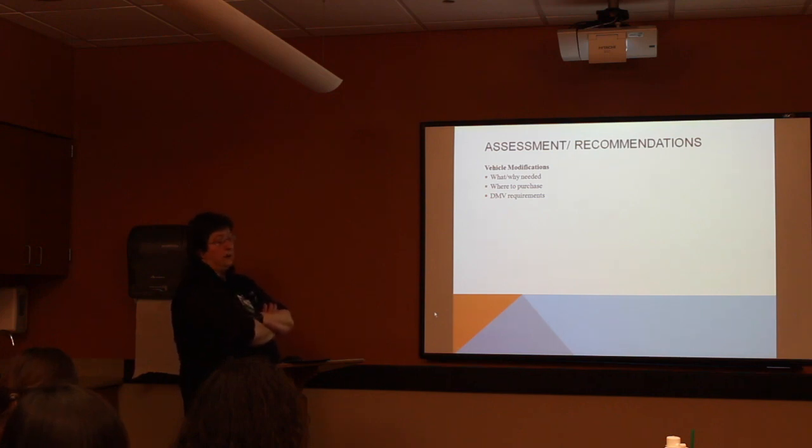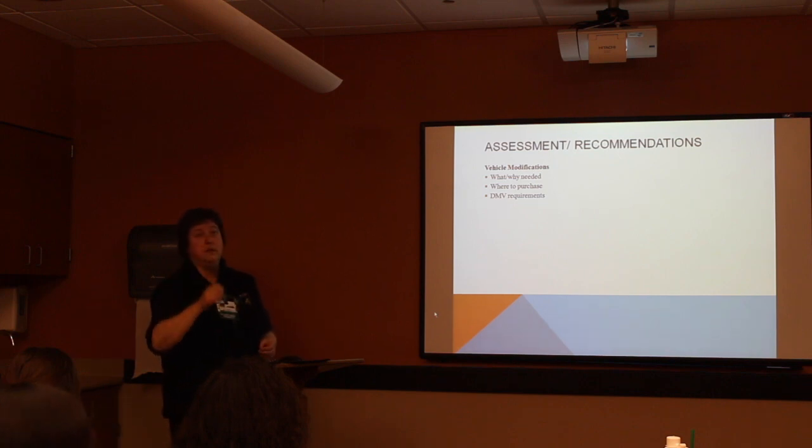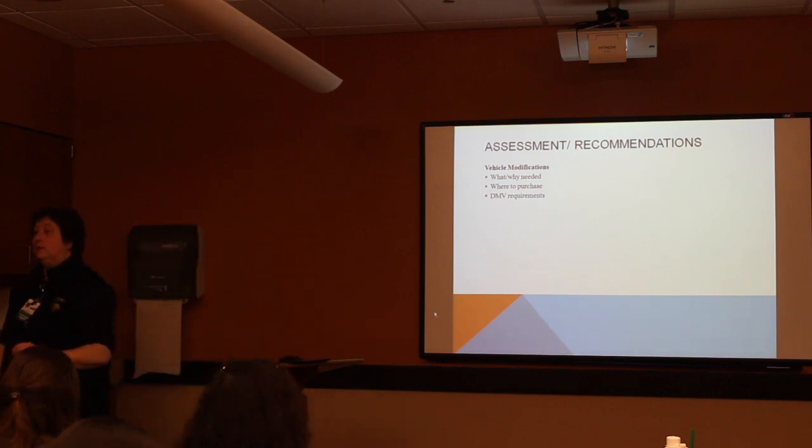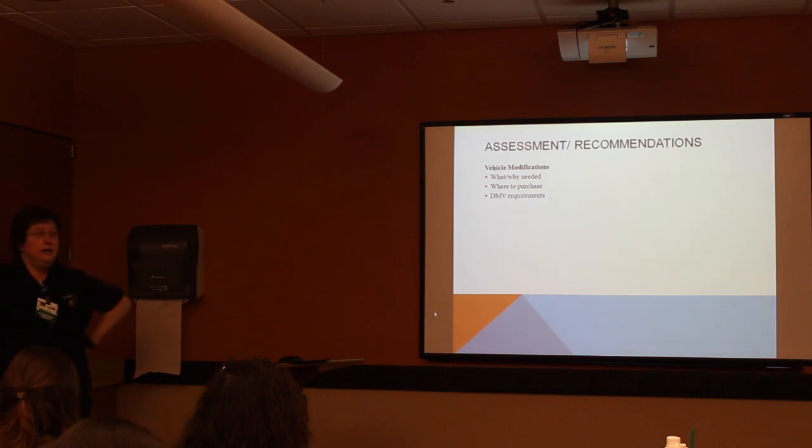DMV requirements: there are requirements, just like my class has. Restrictions appear on your license. If you looked at my license right now, it has my glasses on as a restriction. That means I have to be wearing my glasses when I'm driving, or I'm in trouble. The same is true if you decide that a person needs a spinner knob or hand controls or whatever. They need to go to the Department of Motor Vehicles and have those restrictions put on their license in order to legally utilize those devices when they're driving. So there are specific driving requirements.